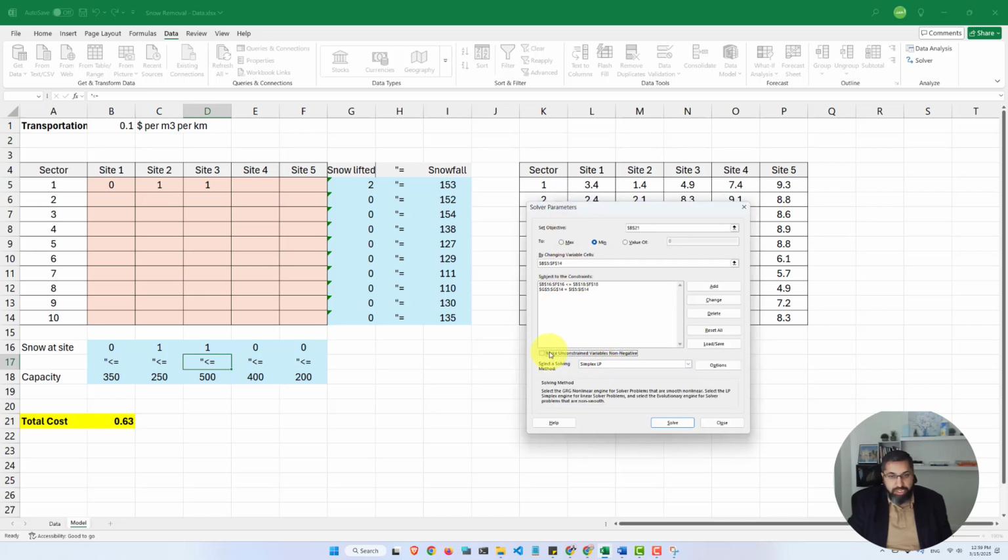Those are my two constraints. Make sure you choose Simplex LP. Make sure you make unconstrained variables non-negative. Otherwise, Solver will start shipping negative quantities to earn money, because Solver thinks that shipping negative quantities will give you this money, which is your transportation rate, right? But that's not true.